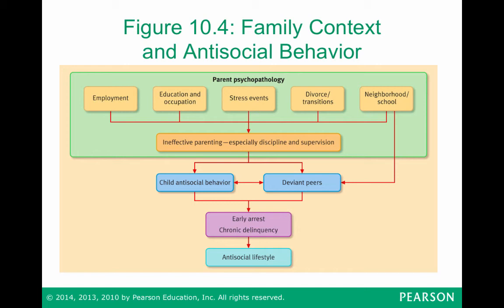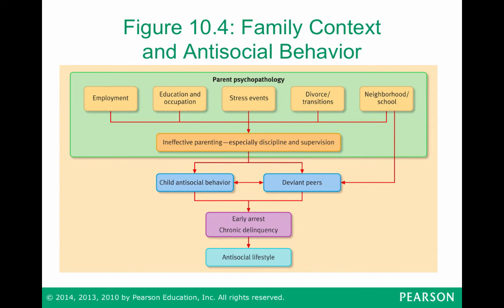So if we look here and we look at the things involved in the parent's life, the employment, their education, stress events, maybe there was divorce or a lot of moving, the neighborhood that the kids live in, the school that they attend, and then when the parents have stressful events, that may lead to ineffective parenting, especially discipline and supervision. So then we've got children that are developing antisocial behavior.